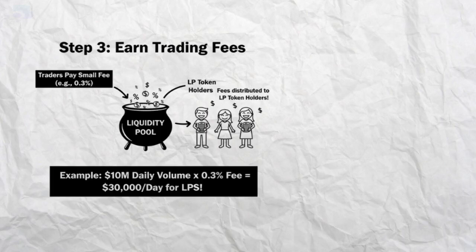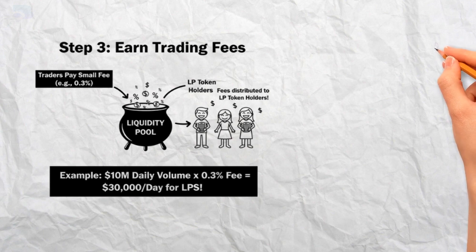Step 3. You earn trading fees. Every time someone trades using the pool, they pay a small fee, typically 0.05% to 0.3%. This fee gets distributed to all LP token holders proportionally. If the pool facilitates $10 million in daily trading volume with a 0.3% fee, that's $30,000 in daily fees split among all LPs.